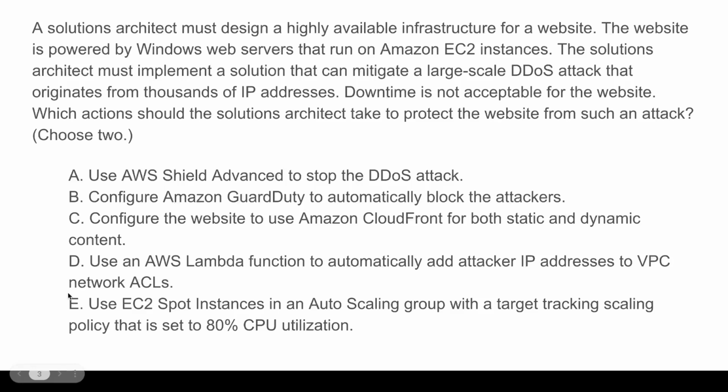Option E uses EC2 Spot Instances in an auto-scaling group with a target tracking scaling policy that is set to 80% CPU utilization. Now, this is kind of just a bunch of complications that you really don't need to go through. You're perfectly fine just using A and C and not having to worry about all this CPU utilization and operational overhead. So therefore, A and C are just going to be the best answers for this question.